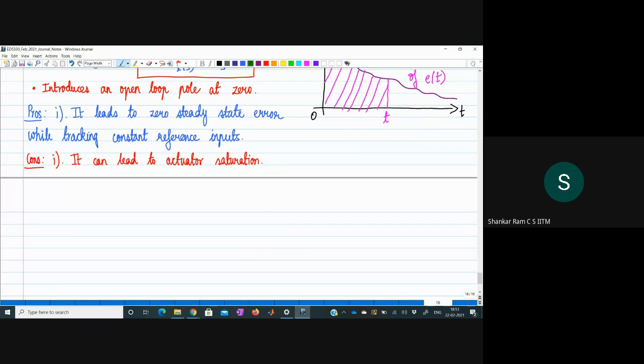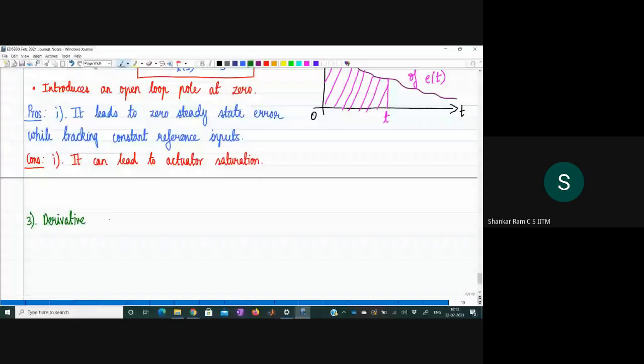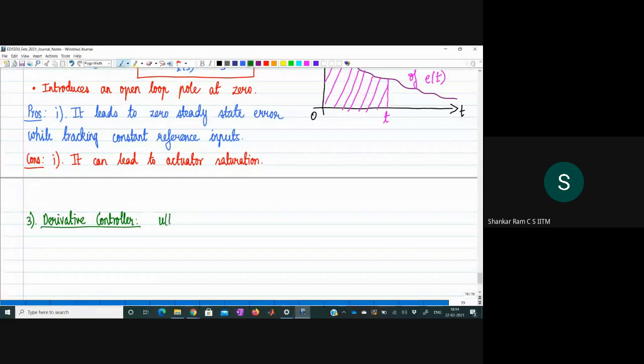Then we go to the third block in the PID controller. PID once again stands for proportional integral derivative control. So what is this derivative controller? As the name suggests, in this case the control input is going to depend on the derivative of the error signal, which is dE/dt, and we are going to multiply it by a scalar kd.